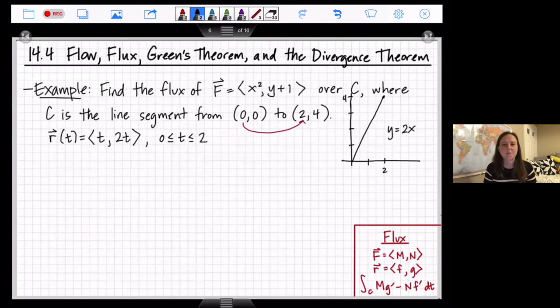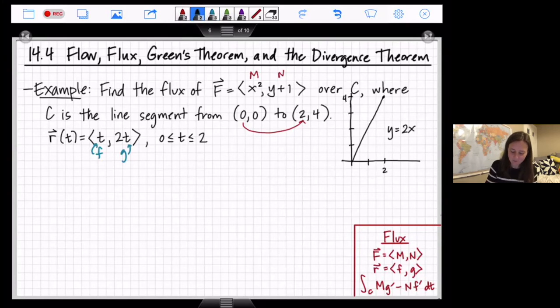So just like the last example, I need to get straight what is M, N, f, and g. So we said that M and N are the components of the vector field. So M is going to be the function x squared, N is going to be the function y plus 1. The f and g come from my parameterization. So f is the function t, and g is the function 2t.